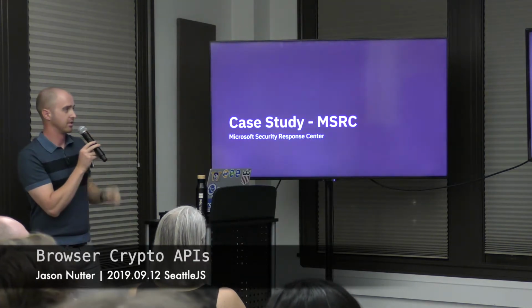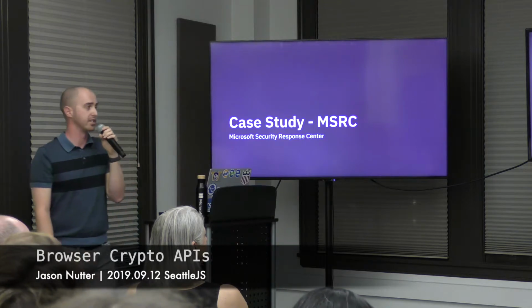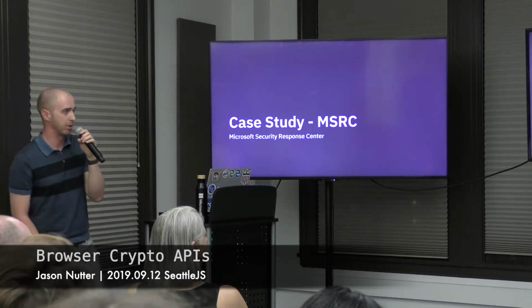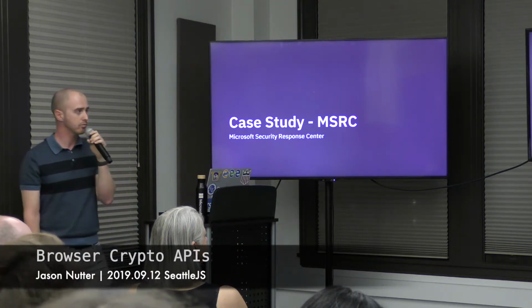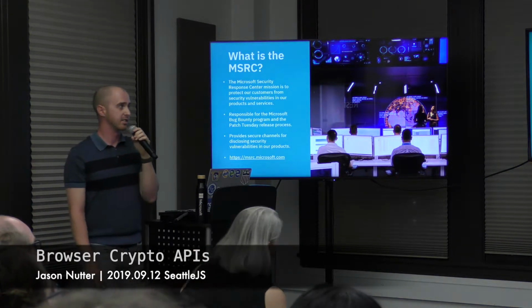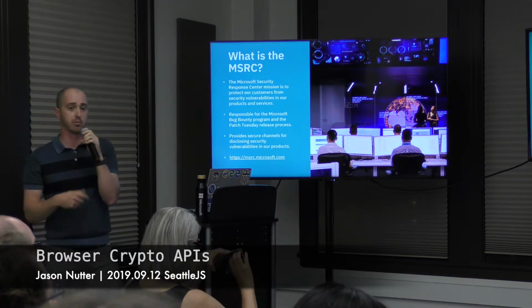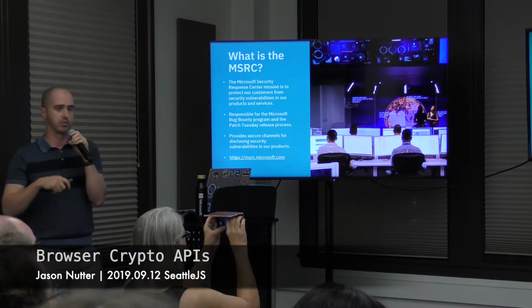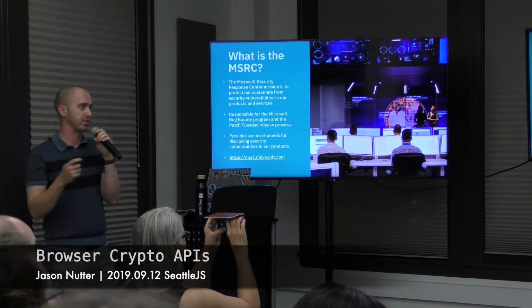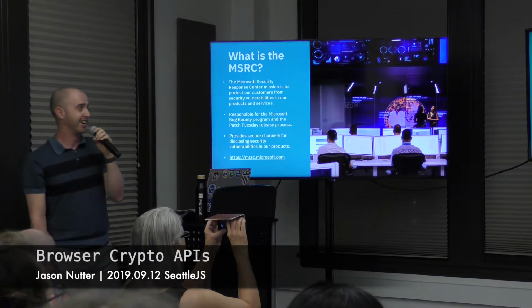Okay. So now let's talk about some practical usages of these APIs. The first is MSRC, which is the Microsoft Security Response Center. MSRC's mission is to protect our customers from security vulnerabilities in our products and services. So it's responsible for the bug bounty program at Microsoft and Patch Tuesdays, which I was told explicitly to put in here because apparently it's a big thing.